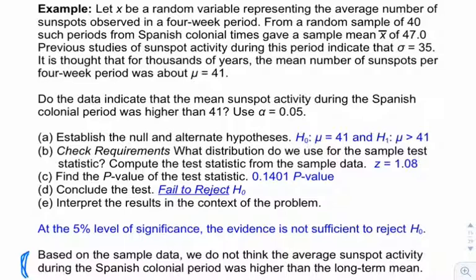Okay, so that's our example when we're looking at testing with the mean. So now we're going to look at testing the mean when we may have to use a student's t-distribution.